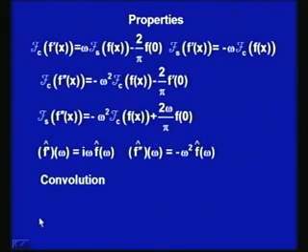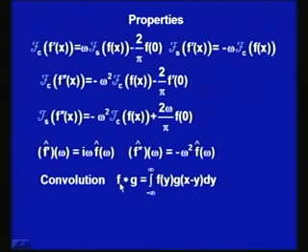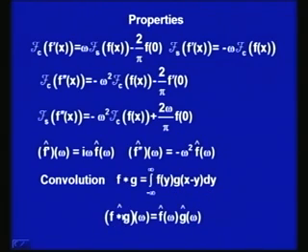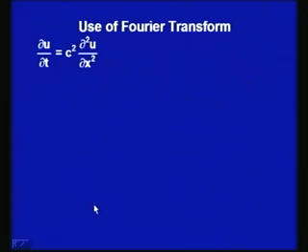One more important property was convolution, that is, if I define the convolution of two functions f and g as the integral from minus infinity to plus infinity of f(y) g(x minus y) dy, then the Fourier transform of the convolution is nothing but the multiplication of the Fourier transforms. So, let us use this Fourier transform in this equation.